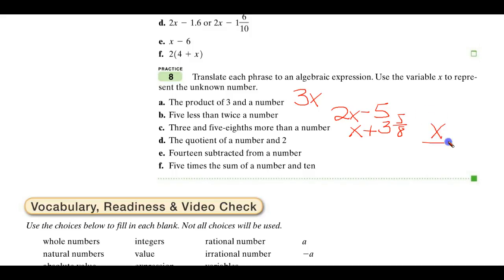The quotient of a number, remember the first part goes on top, and 2. This is a quotient. 14 subtracted from a number. There's our number, and we're subtracting 14. 5 times the sum of a number and 10. 5 times, and then the parentheses to indicate our sum, a number and 10. Now, if you don't have the parentheses, we don't know that that's a sum. Okay, now they give us a vocabulary check that we'll pass up, but these are the words we use throughout our first real math lesson. And good luck to you.